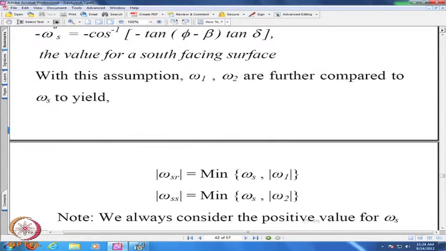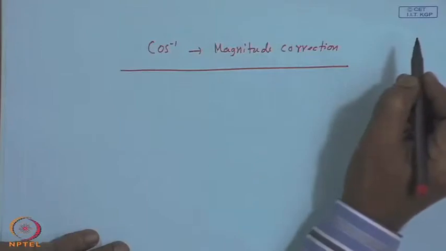Then again I will compare with my omega s and take the magnitude. Actually, these magnitudes are written because omega s we always consider to be positive, right. Otherwise, whatever is the sign of omega 1 will be taken as the sign of omega s r. It is understood for reasonable values that this is true, and as I pointed out right in the beginning, the integration is continuous from omega s r to s s.